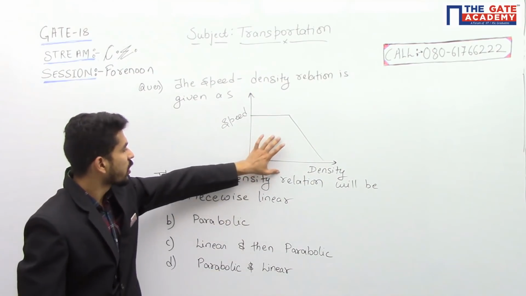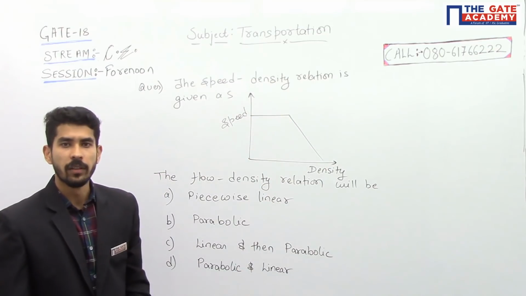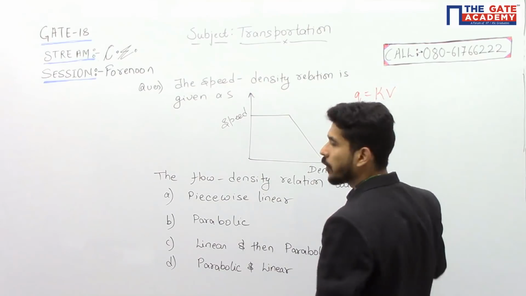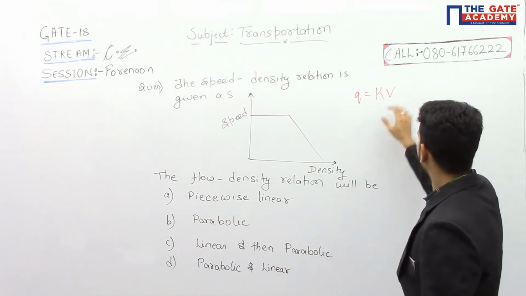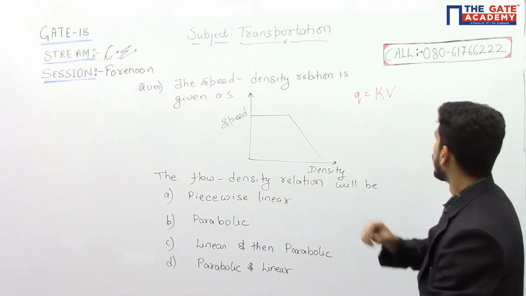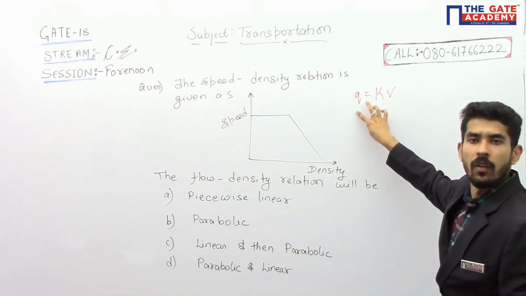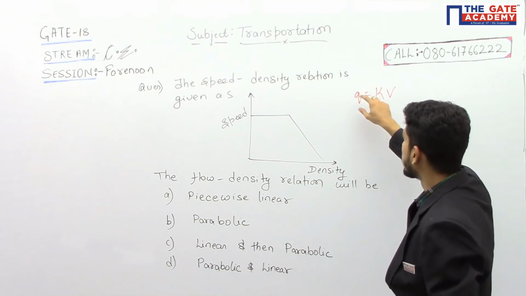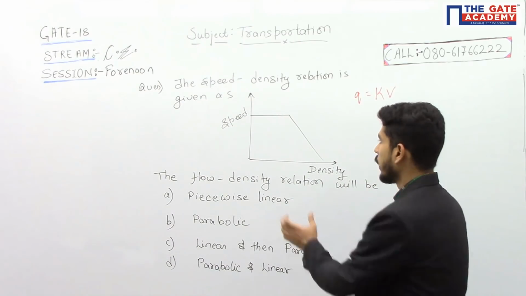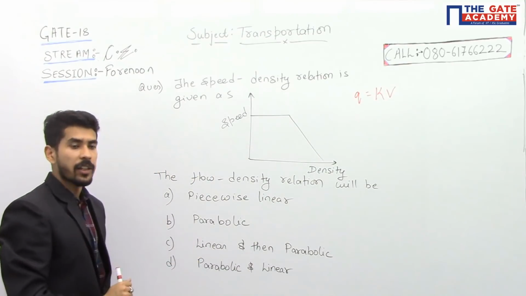If you see the variation here, the speed is constant. We know that Q is equal to K into V. This particular term V is constant, and the density is increasing. If V is constant and density is increasing, that means Q is directly proportional to K. When it is directly proportional, the relation for Q will be linear in the initial phase. So, it will be linear.